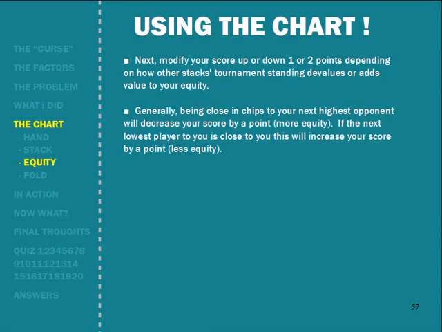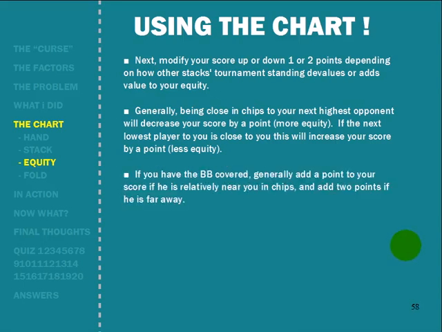You get that? And of course, if the next lowest player to you is close to you, this is going to increase your score by a point because you have less equity, right? He's closer to you, and that tends to devalue your equity, which increases your score, right? Less equity means you have less at risk and you're more justified in risking it.